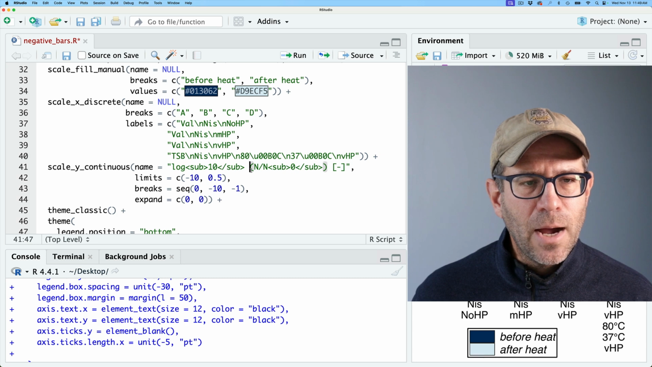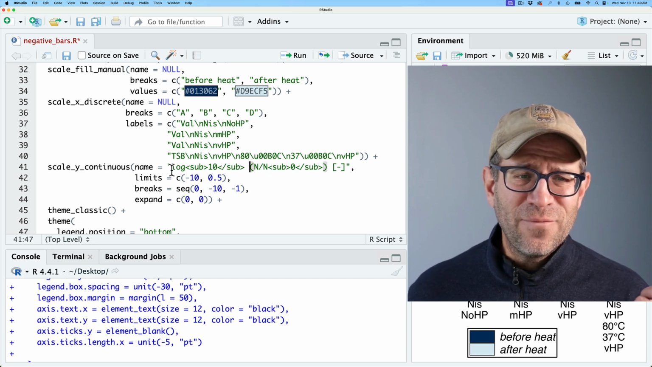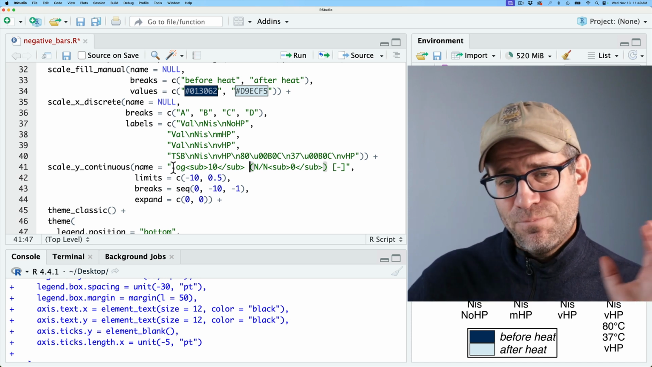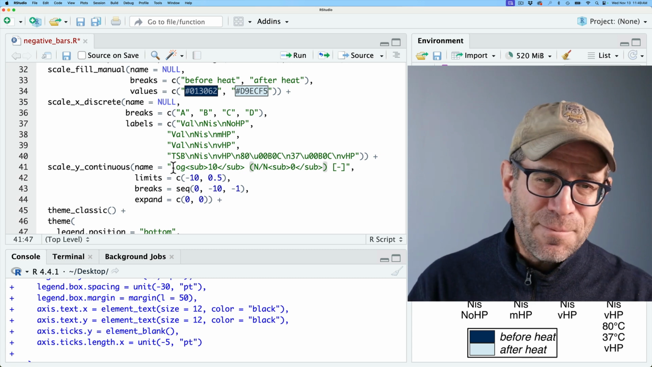Good. I'm not a big fan of using units as axis labels. I think it would have been far better to say like log fraction killed and then kind of put the units there. But anyway, I'm trying to reproduce their figure, not my figure.